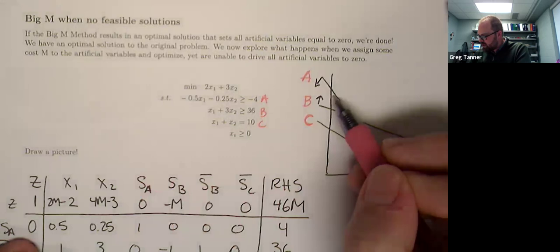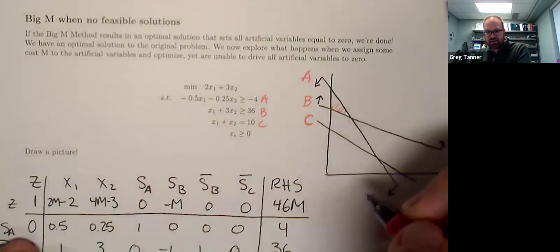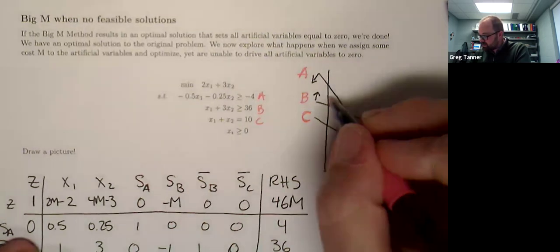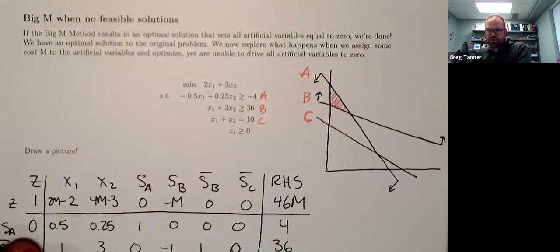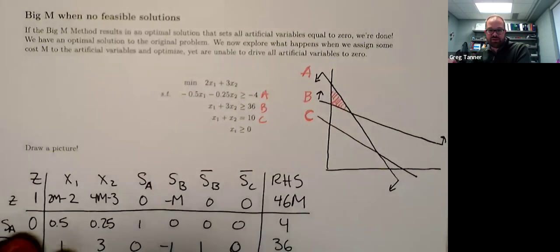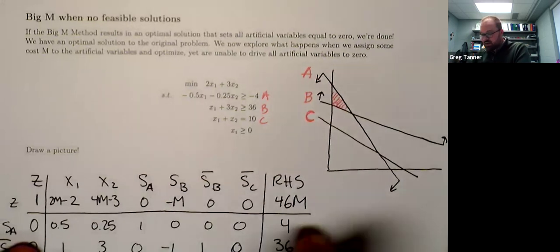So if we wanted to satisfy A and B, it'd be this region right here. But you'll notice the C constraint that we need to be exactly on doesn't go through that region at all. Okay, and so pictorially, we know that there should be no feasible solutions. These three constraints, it's impossible to satisfy all of those as well as our positivity constraints.